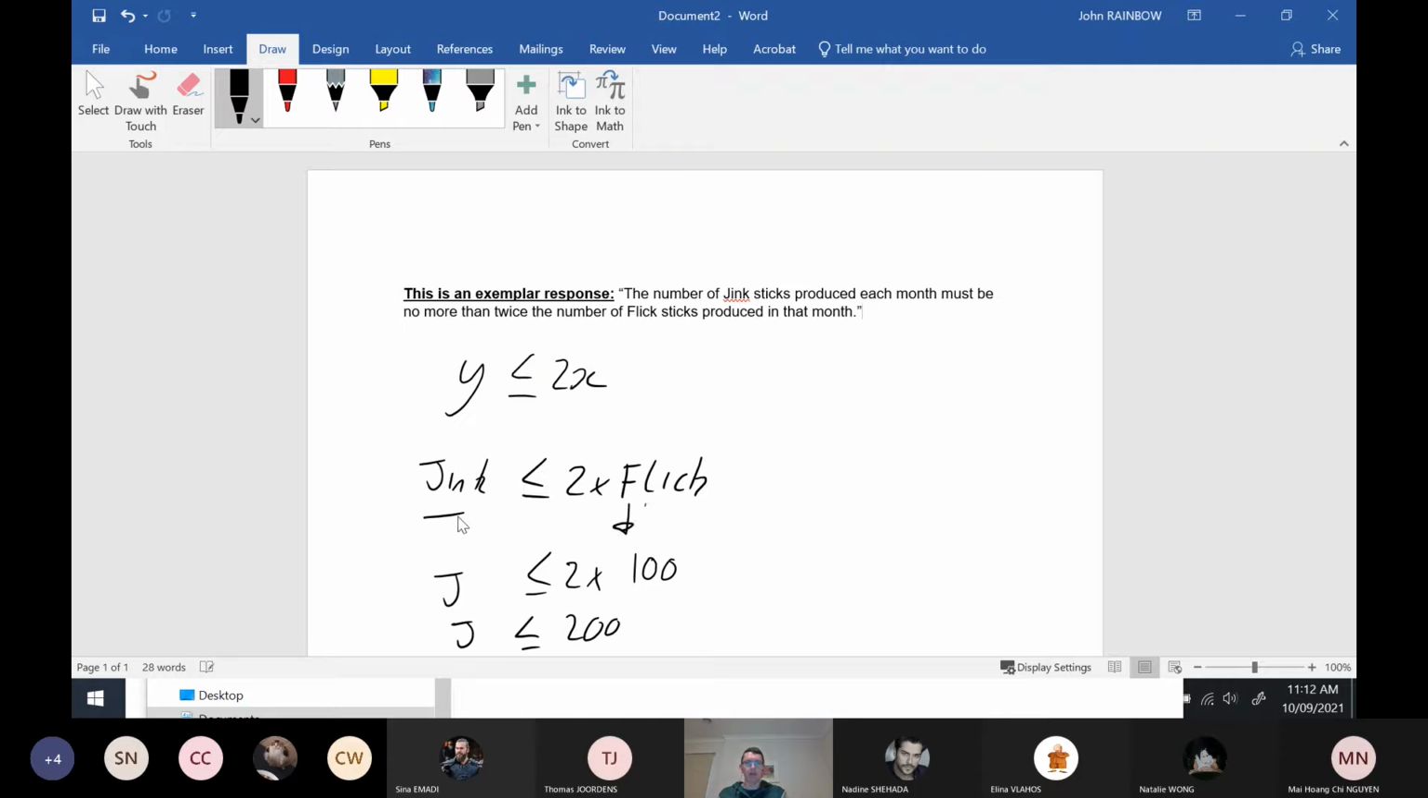So you can put numbers in to help bring that. The way I would tackle this is really go write down the inequality, make sure you put the actual words or the sticks what you're trying to interpret. And then from there, we can use this word as no more than, and we read from left to right with these things. So the number of these can be no more than twice the number of those. If this was a half, the number of jink sticks can be no more than half the number of flick sticks produced each month. So that's how we can actually do that.